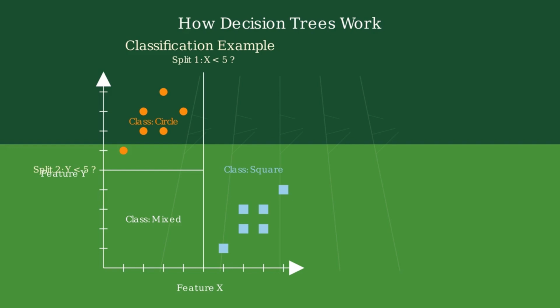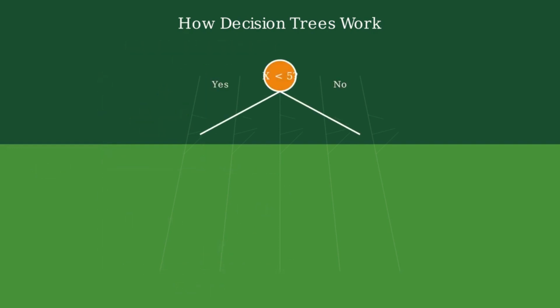The upper left contains mostly circles, the right region contains mostly squares, and the lower left has mixed data. Here's the final decision tree that corresponds to our example. At the root, it checks if x is less than 5. If x is greater than or equal to 5, we go right and immediately predict the square class. If x is less than 5, we go left and check if y is less than 5. If y is less than 5, we predict a mixed class. If y is greater than or equal to 5, we predict the circle class.